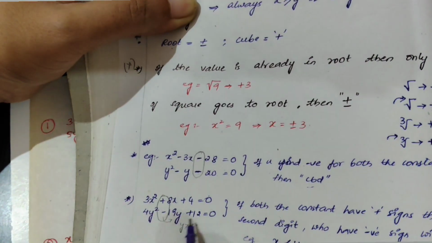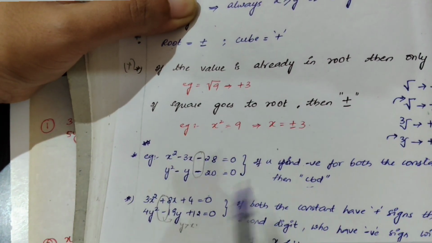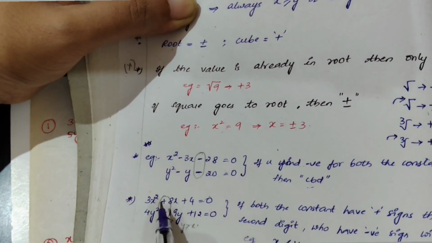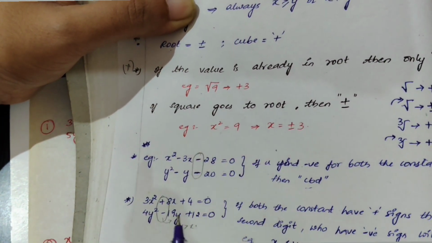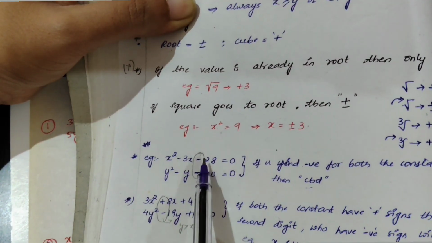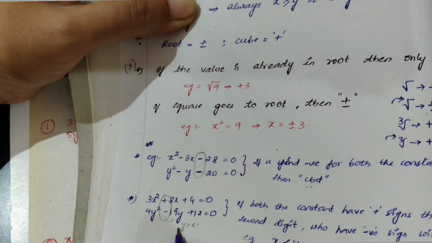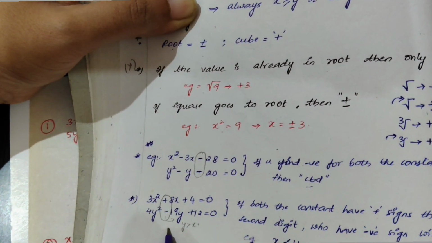Like in this case, both constants are positive values, here y has a negative, so y is greater than x. If y has a positive sign and x is negative, then x is greater than y. This will work out 100%. Otherwise, cannot be determined. So whoever has the negative sign is greater.